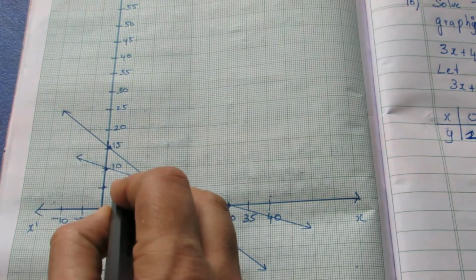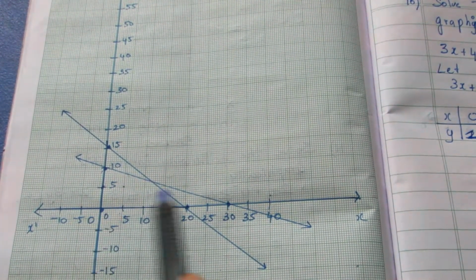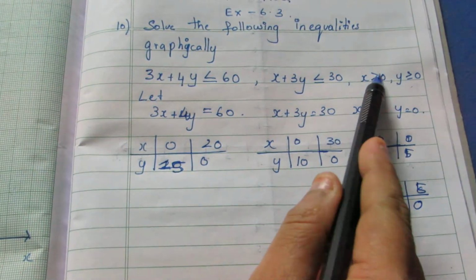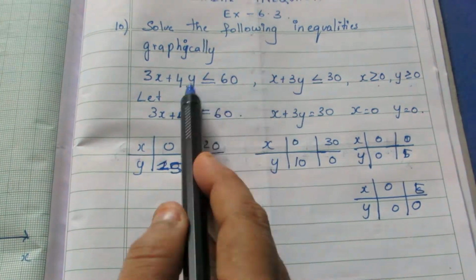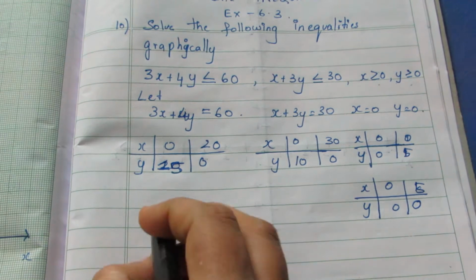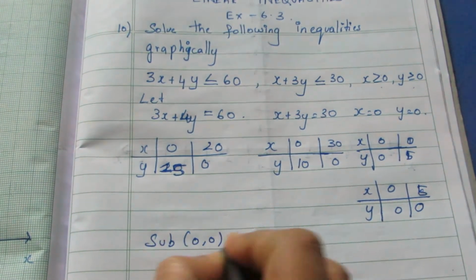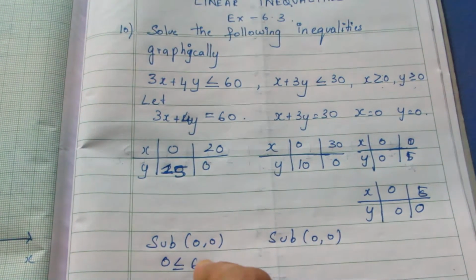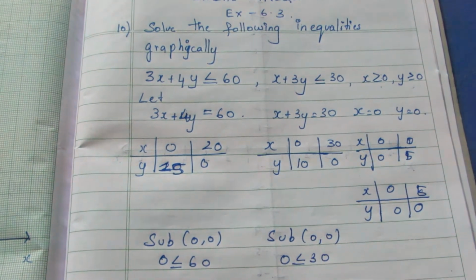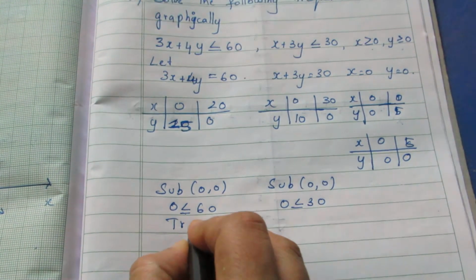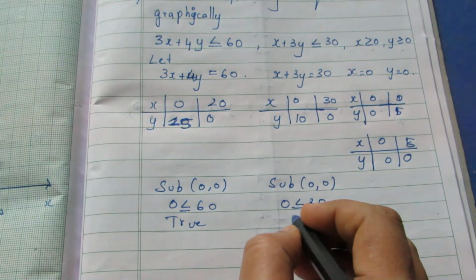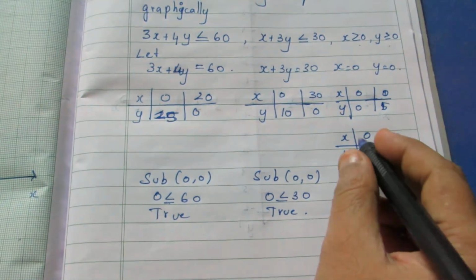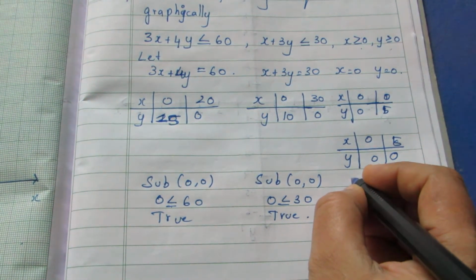Now take any point. I am going to take 5 comma 5 because it is not on the origin. For these 2, take 5 comma 5 as the point. For those 2, take the origin as a point, so that we can do the calculation easily. Substituting 0 comma 0 in the first and second, we get 0 is less than or equal to 60 and 0 is less than or equal to 30, which is true. No need to check the equal symbol, just see the greater than or less than symbol, which is true over here.